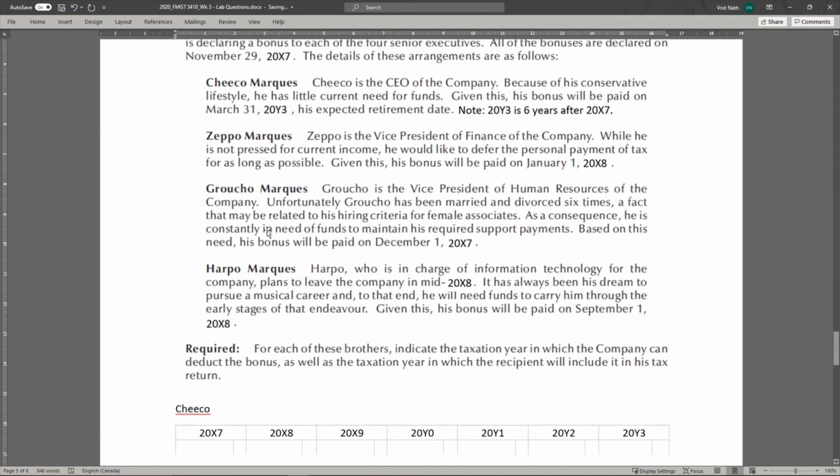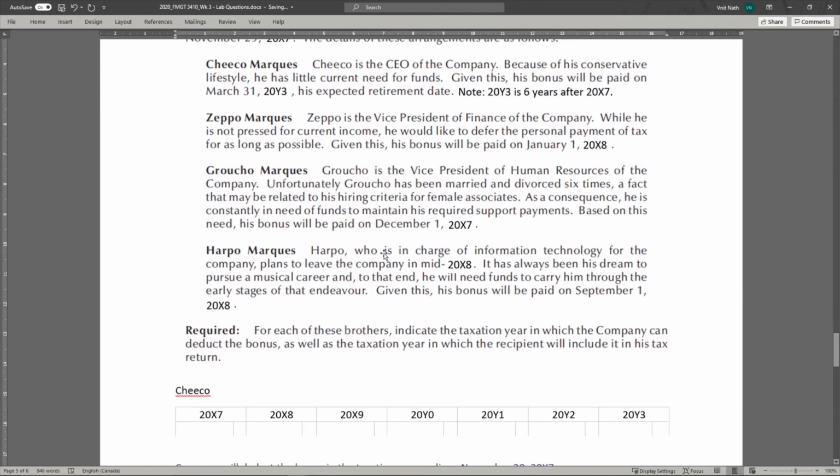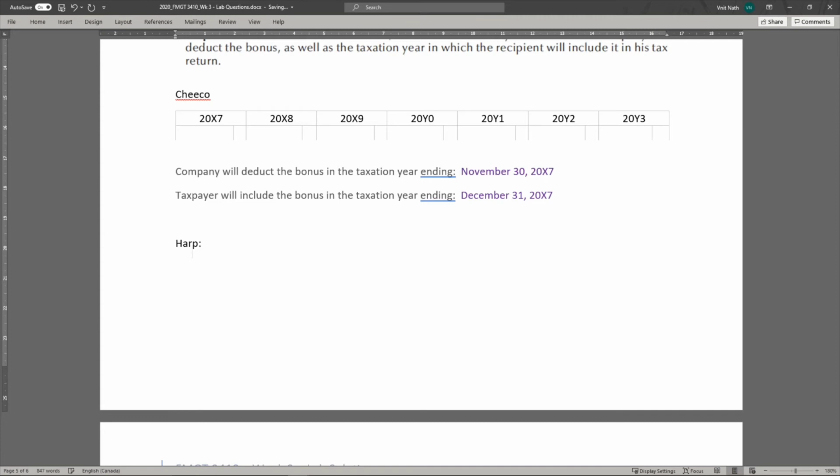Let's take a look at the last brother, Harpo, who is in charge of information technology for the company. He plans to leave the company in mid-20X8. It has always been his dream to pursue a musical career, and to that end, he will need funds to carry him through the early stages of that endeavor. Given this, his bonus will be paid on September 1st, 20X8. We could take a look at Harpo's situation.